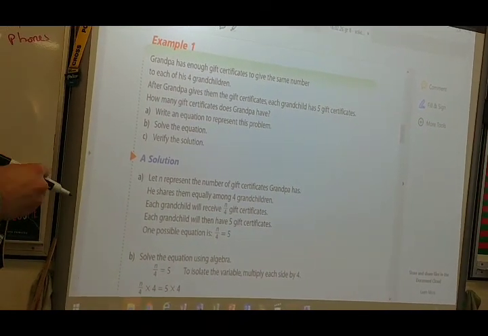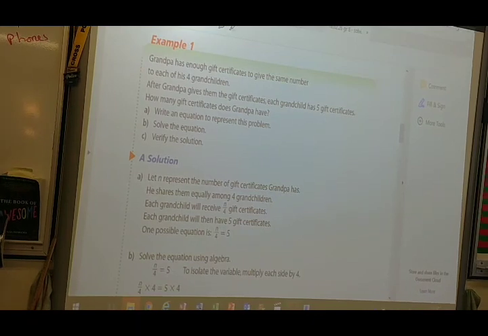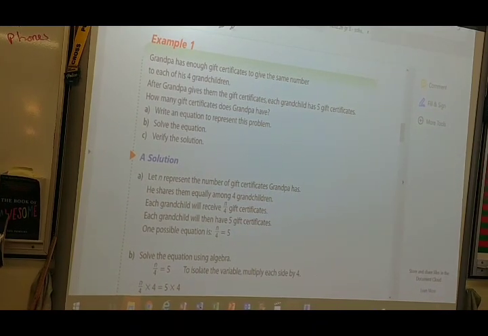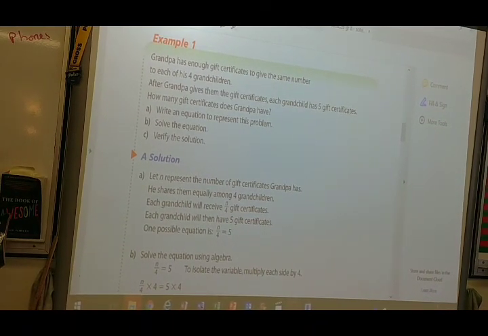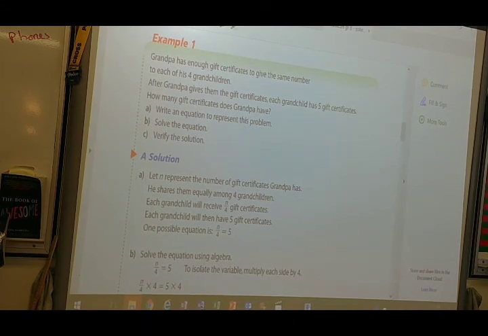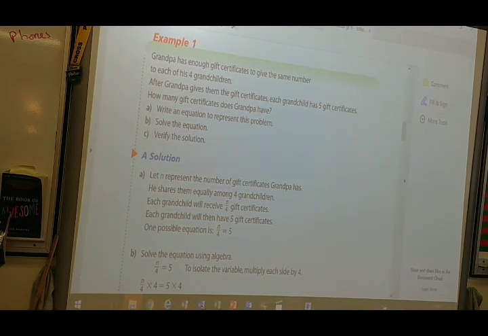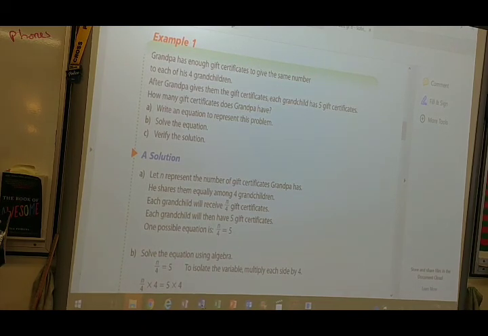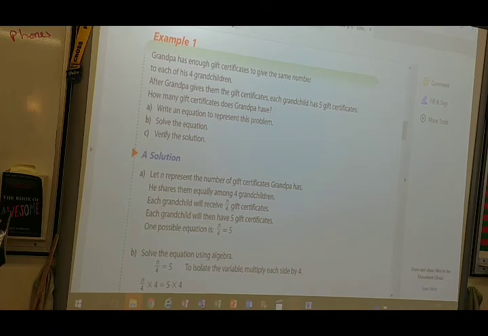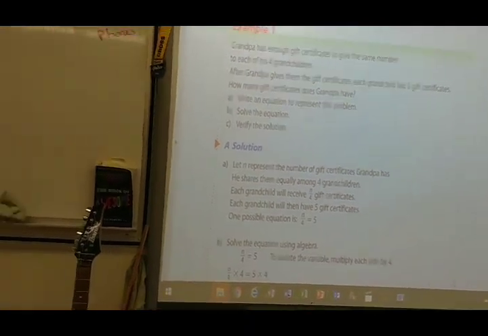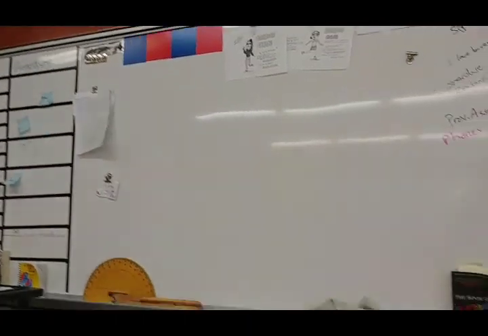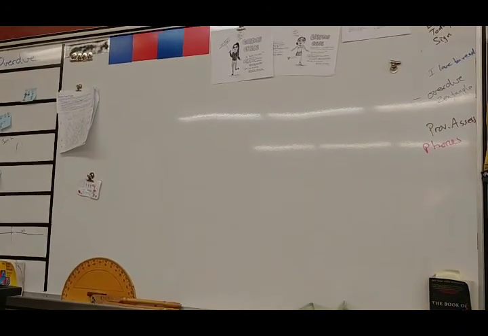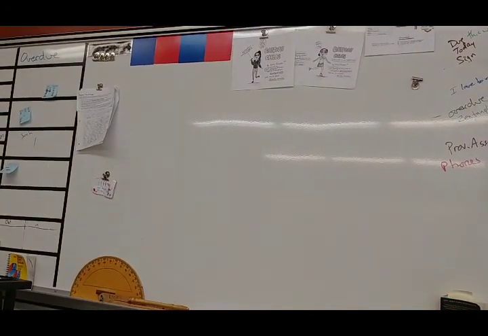It says Grandpa has enough gift certificates to give the same number of gift certificates to each of his 4 grandchildren. After Grandpa gives them certificates, each grandchild has 5 gift certificates. How many gift certificates does Grandpa have? Write an equation, solve the equation, verify the solution. So first I'm going to draw a picture of what this is.